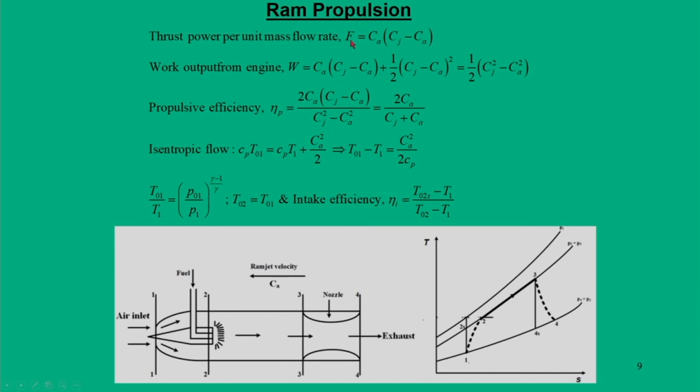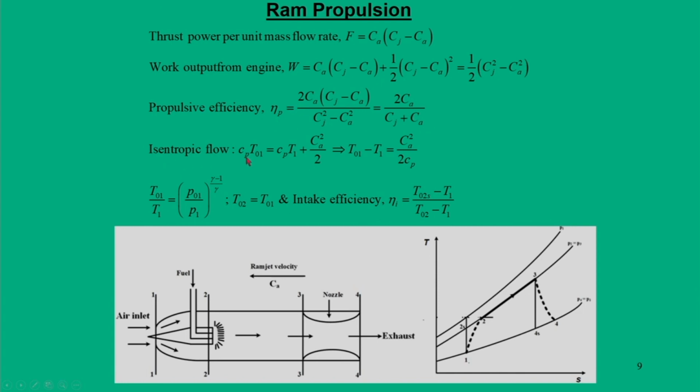rate, which you can calculate, F is equal to Ca times (Cj minus Ca). So, from this we can also get the work output from the engine, that is half (Cj square minus Ca square). So, based on this we define this propulsive efficiency.